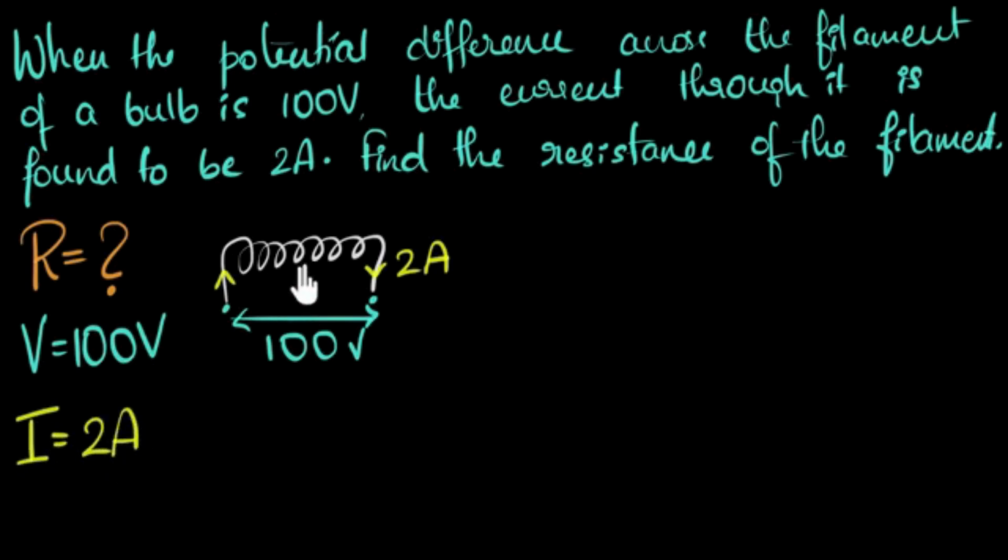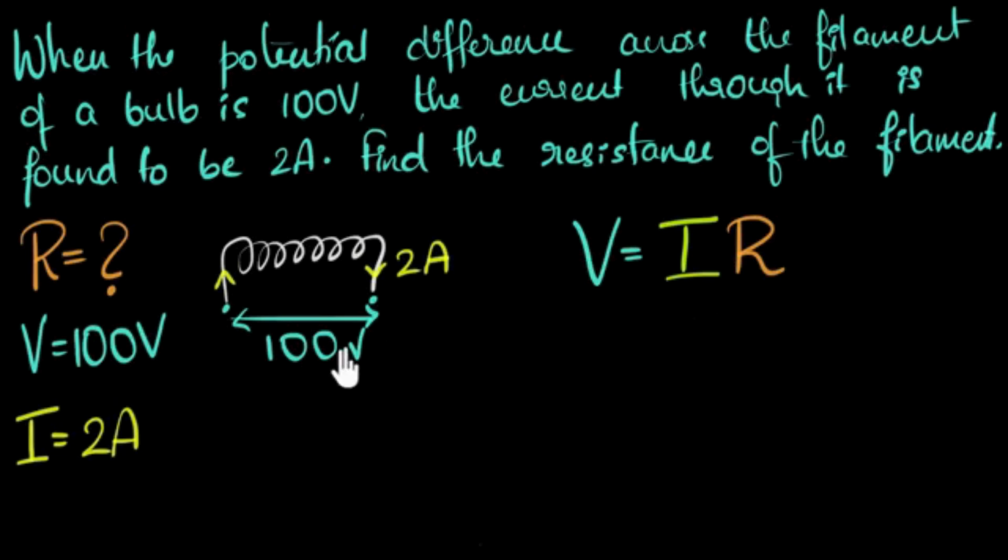So given this, we need to find what the resistance of the filament is. So we need a connection between voltage, current, and resistance. And this connection is what we call Ohm's law. So Ohm's law tells us that V should be equal to I times R. So if we plug in the values over here, we can now calculate the value of R. So pause the video and see if you can do this yourself now.